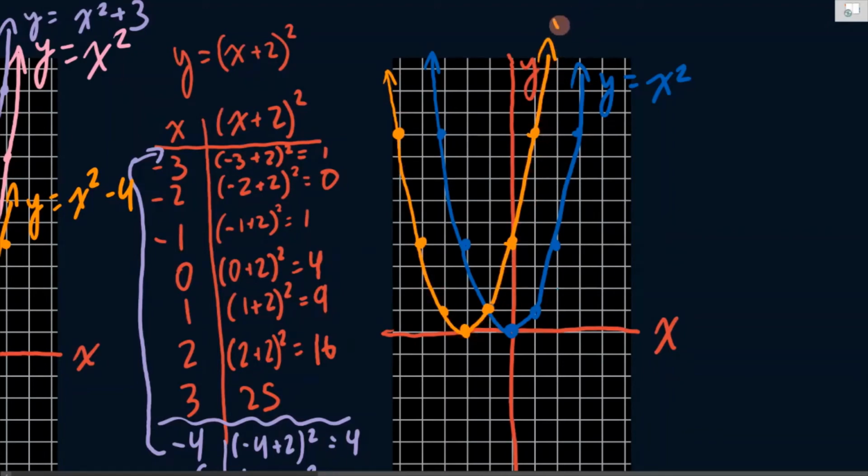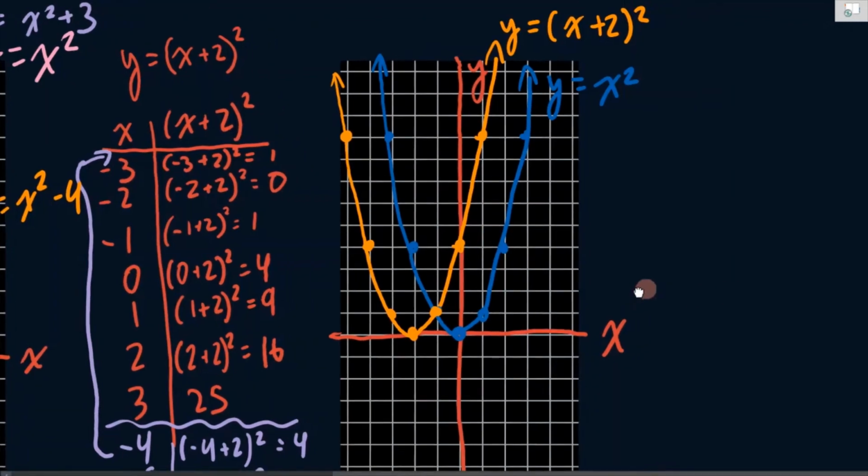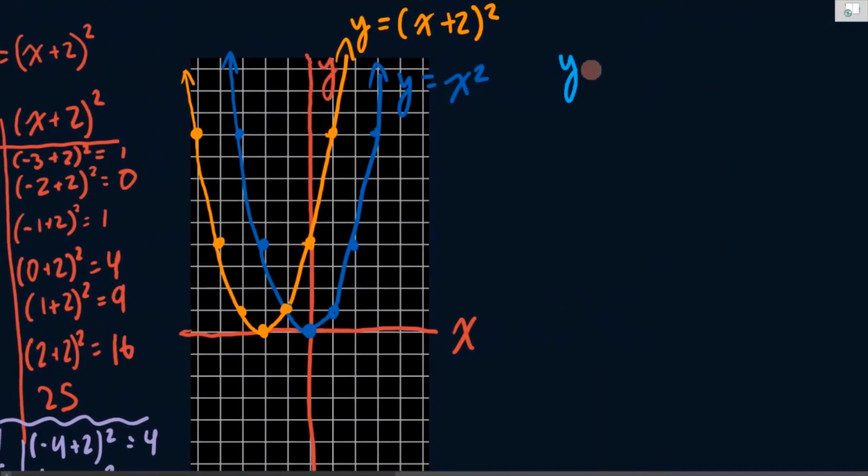So there we have it. This is y equals x plus 2 squared. So let's try another one. What about y equals x minus 3 squared?